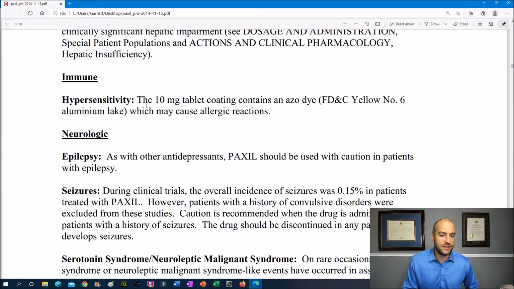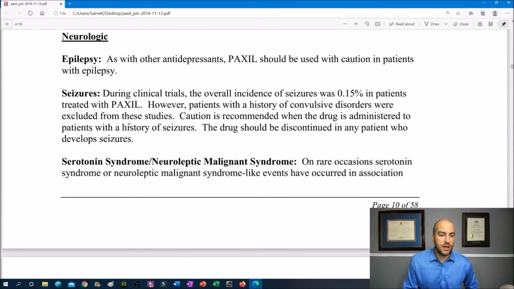For hypersensitivity, the 10 milligram tablet coating contains azo dye, which may cause an allergic reaction. Epilepsy, as with other antidepressants, Paxil should be used with caution in patients with epilepsy. Seizures. During clinical trials, the overall incidence of seizures was 0.15% in patients treated with Paxil. However, patients with a history of convulsive disorders were excluded from these studies. Caution is recommended when the drug is administered to patients with a history of seizures. The drug should be discontinued in any patient who develops seizures.